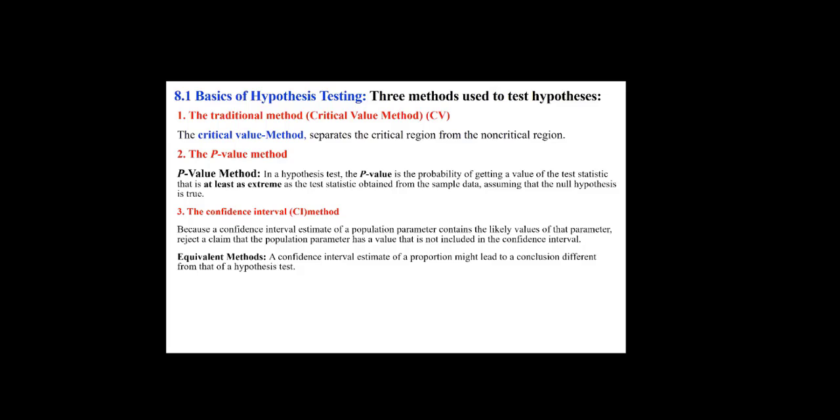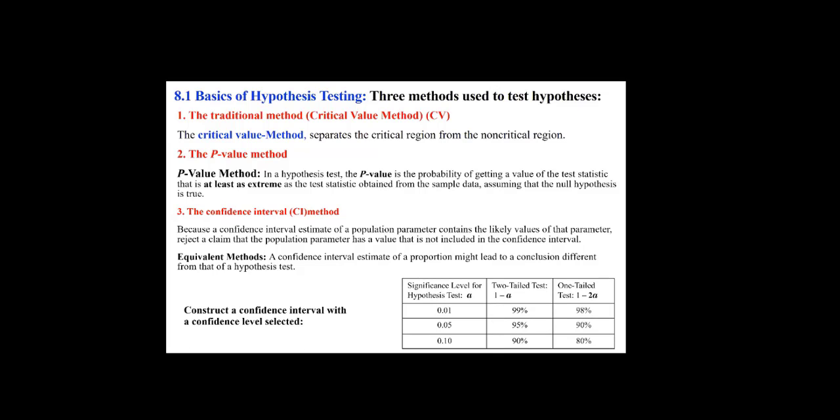As far as the equivalency is concerned, a confidence interval estimate of proportion might lead to a conclusion different from that of a hypothesis testing. When it comes to them being equivalent, the first one and the second one are always equivalent. The third one, in the case of a proportion, is not always, simply because of the formula that we use, they are not the same. Again, it becomes clear as we look at an example involving that.